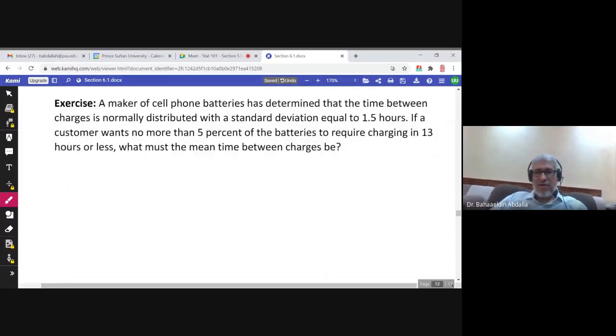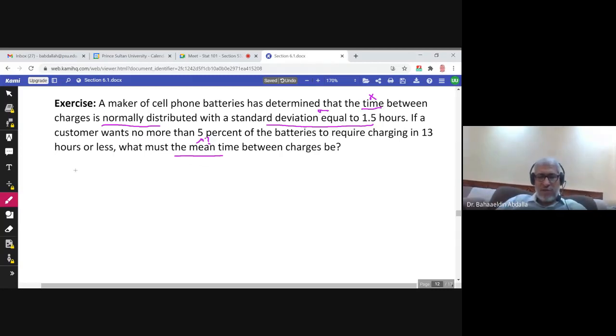Another exercise: a maker of cell phone batteries has determined that the time between charges is normally distributed. So that's the variable, that's the random variable, the time. And as we know, it's a continuous random variable. And the standard deviation is given. What about the mean? The mean is not given. If a customer wants no more than 5% of the batteries to require charging in 13 hours or less, what must the mean time between charges be? So he is asking about the mean. What is the mean? The mean is unknown here.